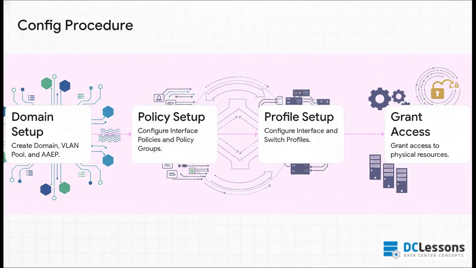The way I like to think about it is in phases. Steps 1 to 3 are your foundation. You create your domain, your VLAN pool, and your AAEP. Then steps 4 and 5 are where you define the behavior, configuring the individual policies and bundling them. And finally, steps 6 and 7 are all about deployment, applying those policies with interface and switch profiles. Follow this order and you're going to have a smooth deployment every time.